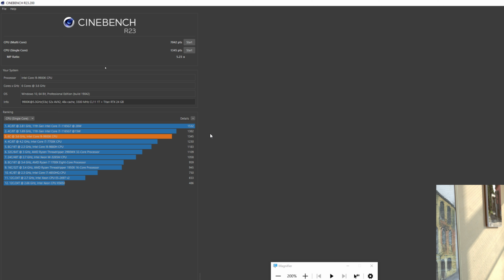Alright, so we saw that, and then multi-thread was 7042 points right here. Keep in mind that my 2 Xeons E5 2699 V3 is scoring above 21,000 points, so it's almost 22,000 points. It's like 21,900-something points, so it's 3 times faster than this 6-core 6-thread CPU operating at 5.3 gigahertz.